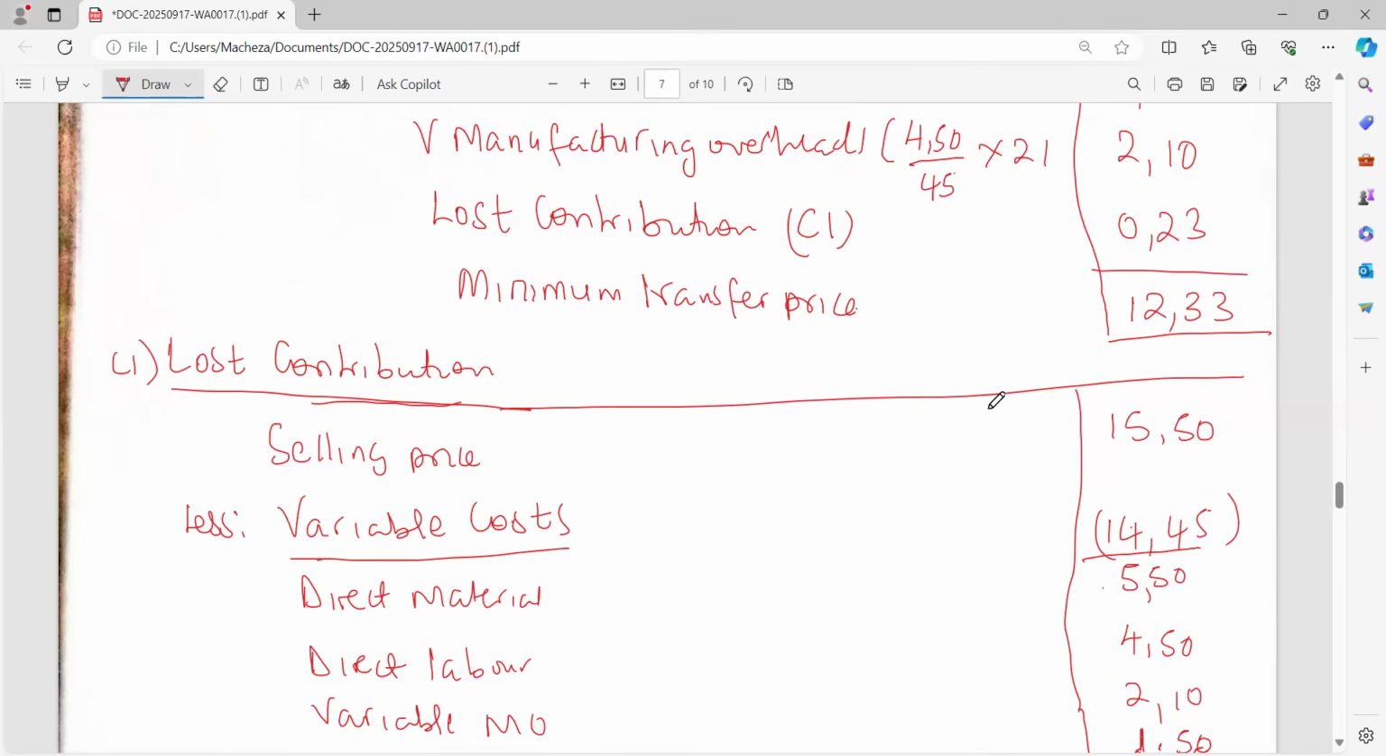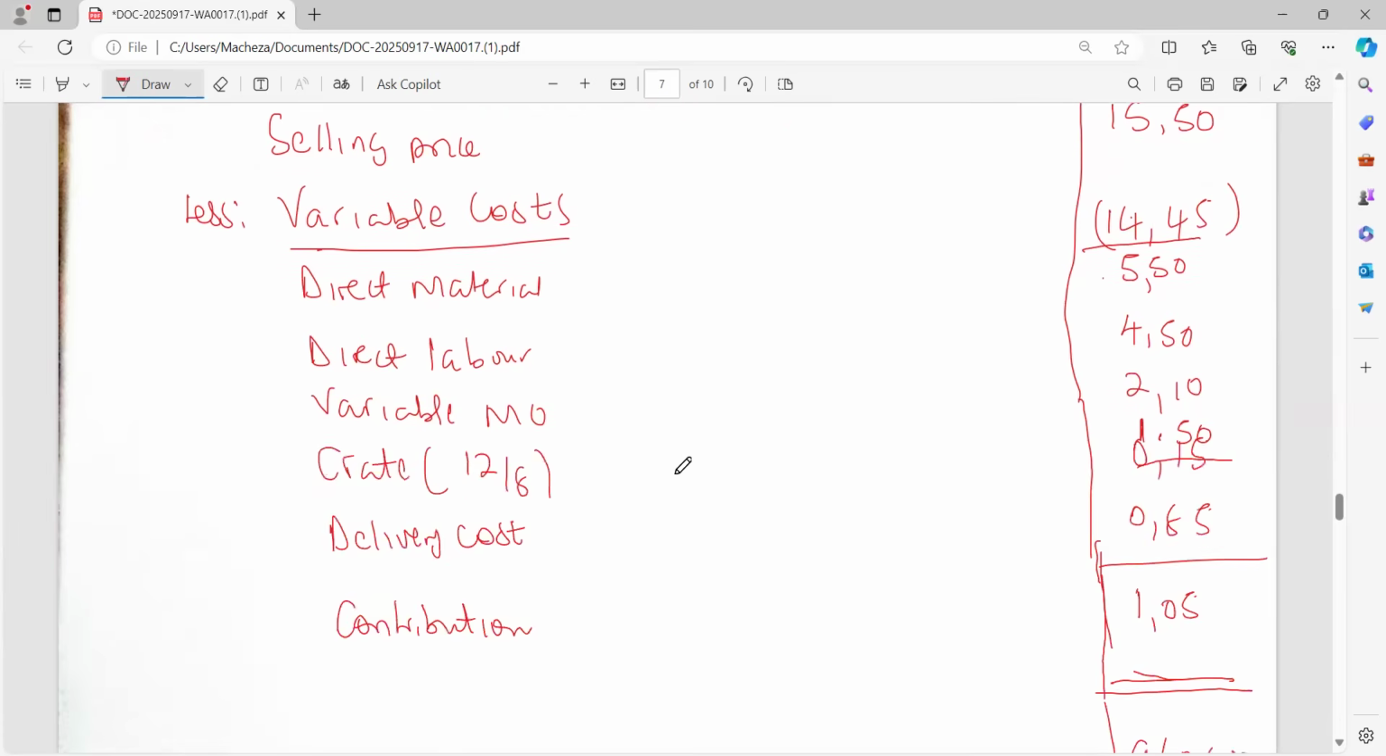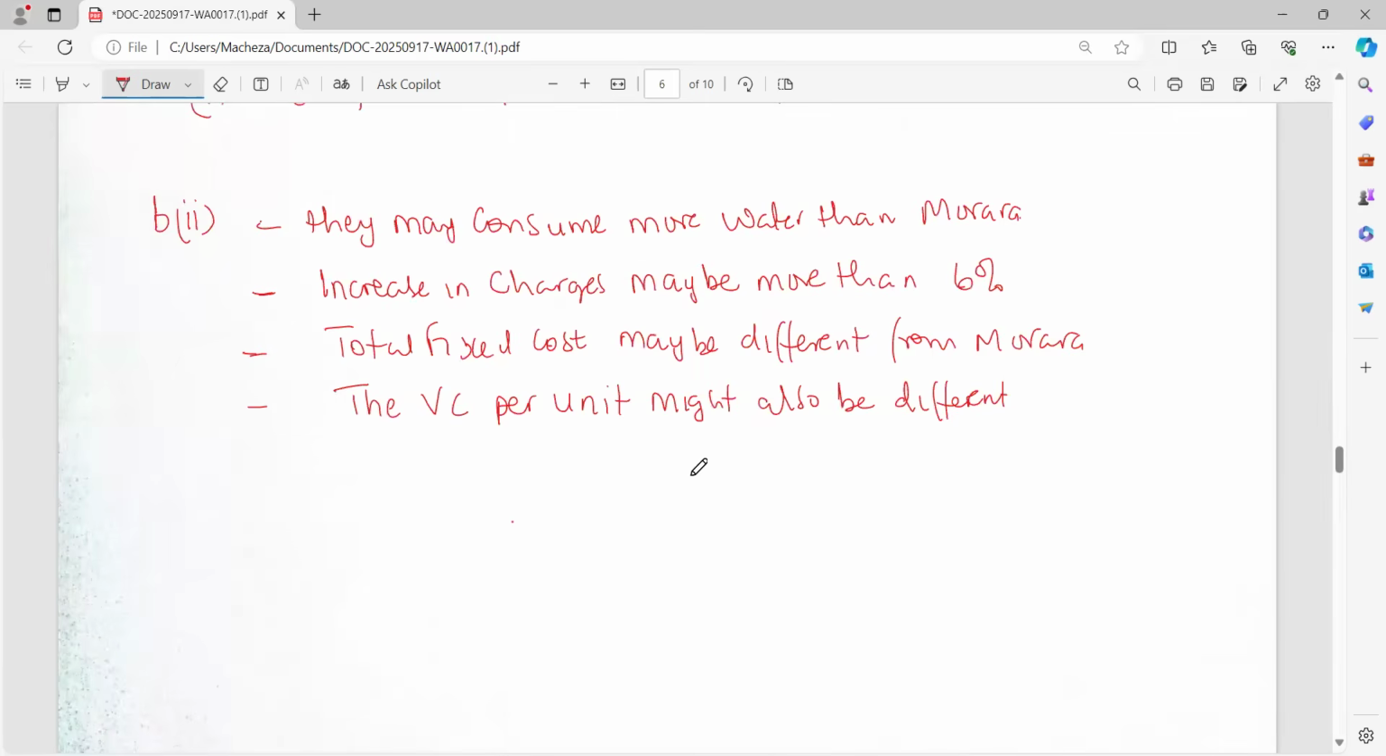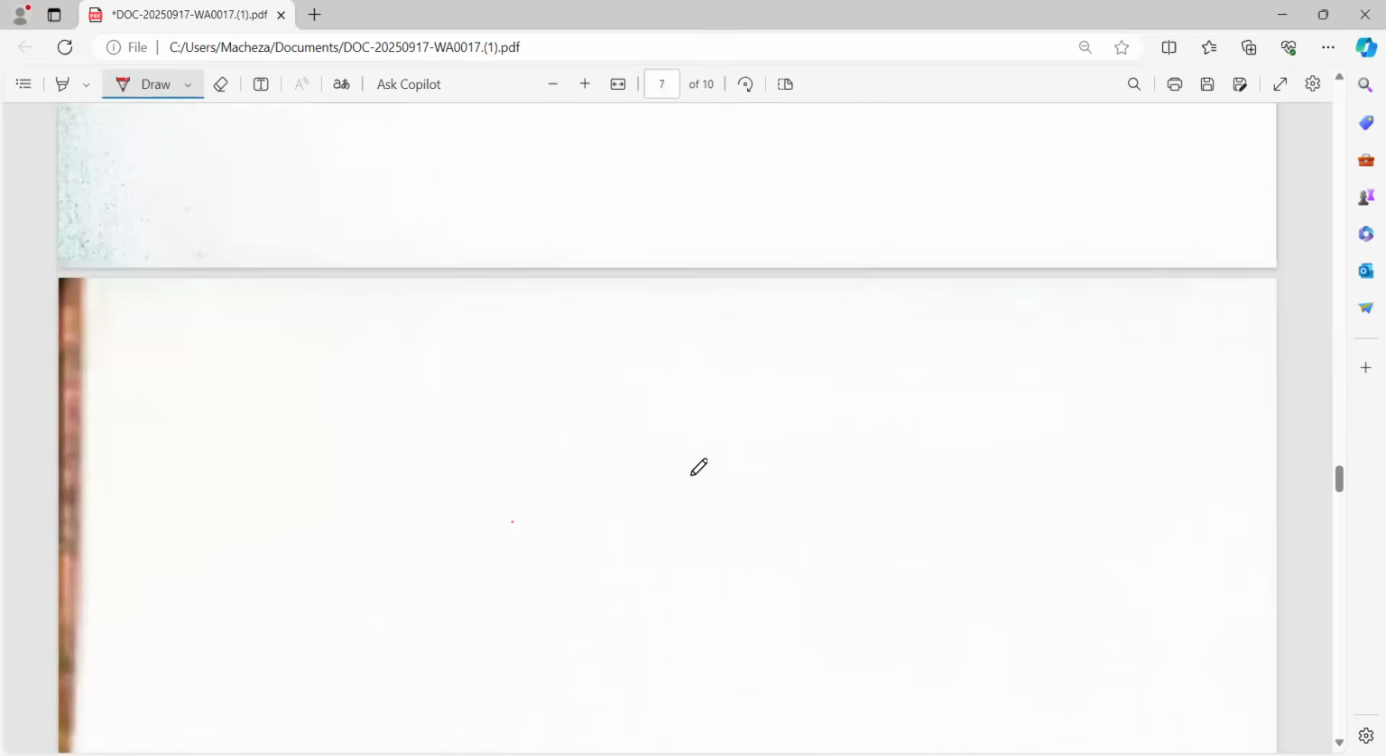So which one do you recommend? Transfer pricing. Minimum transfer price. Why? Because it's cheaper. It's 12 Rand. Okay, who is benefiting from this cheaper transfer price here? MBC.